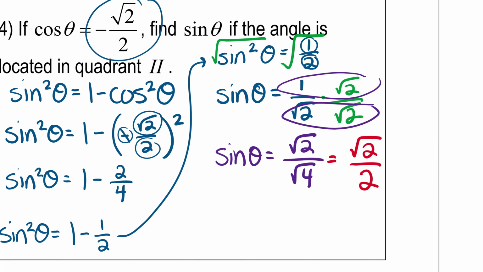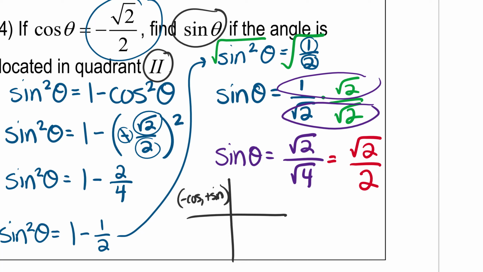The last thing I have to check is if it's positive or negative. I know it tells me we're in quadrant 2, and that is negative cosine, positive sine. And since I'm looking for sine, I leave it positive, so that would be my answer right there.